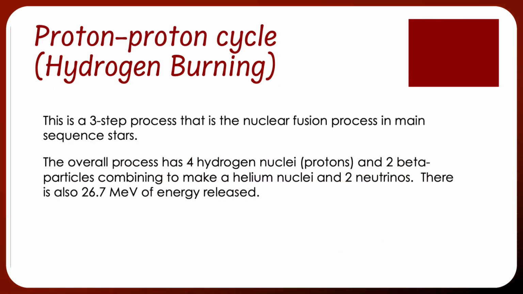Now I know I called it just fusion, and here I'm going to be a little bit more specific again. We're going to call it a proton-proton cycle, or hydrogen burning, using up hydrogen in our reaction. I'm going to go through it as a three-step process to show how we go from just having hydrogens to actually making helium. Now overall, I'm going to start with 4 hydrogen nuclei. Again, notice the word nuclei. That means I only have protons, and hydrogen only has 1 proton, so its hydrogen nuclei is just a proton. And then I'm going to end up getting 2 beta particles and some helium and some neutrinos.